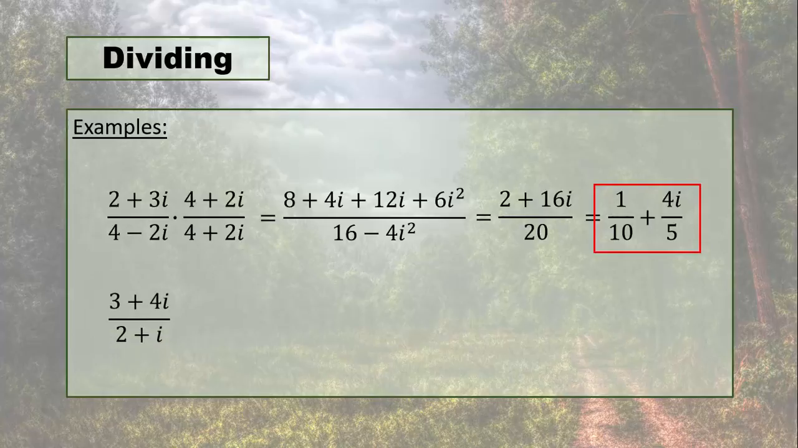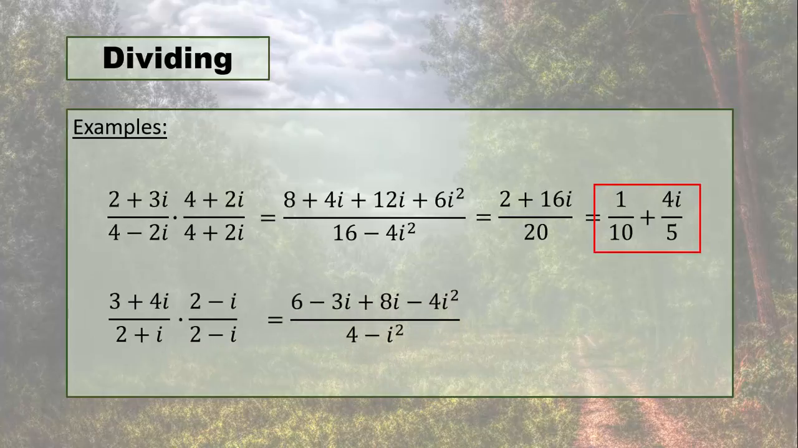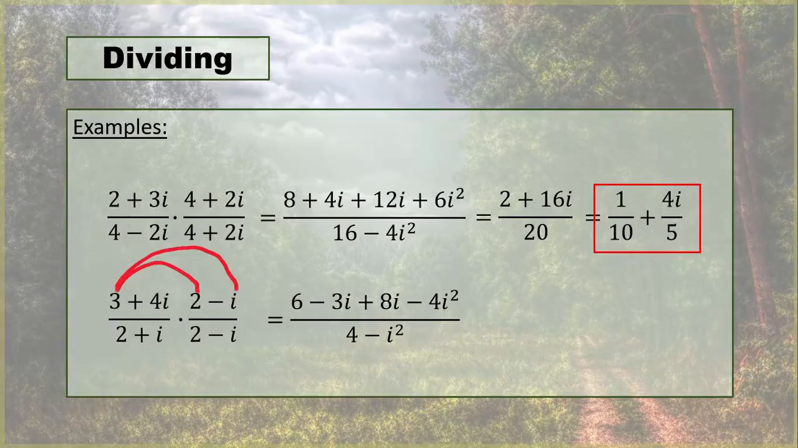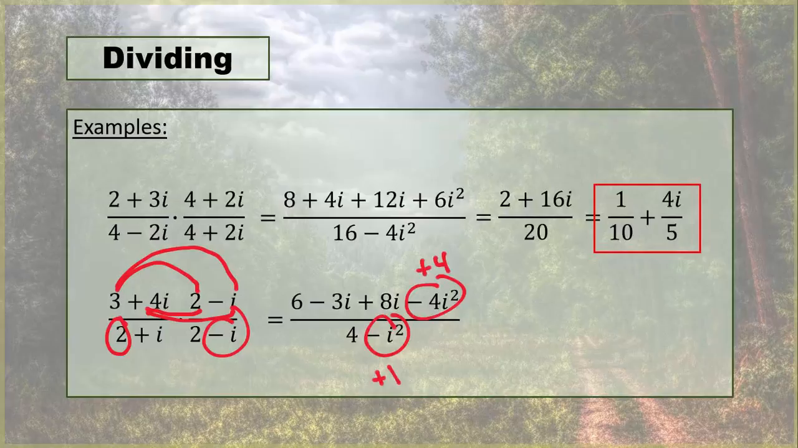Okay, let's try this one. Our complex conjugate in this case will be 2 minus i. Our product, we got 6 minus 3i plus 8i minus 4i squared. Middle term disappears and the conjugates on the bottom. We have 2 squared minus i squared, which is 4 minus i squared. This becomes plus 4. This becomes plus 1.